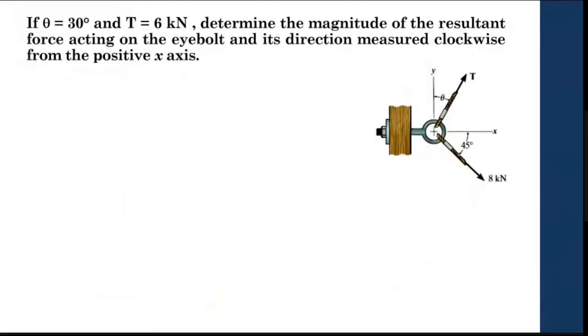Consider this problem. They are given theta is equal to 30 degree. So in the diagram, there is a bolt which is having two ropes attached. They mentioned that theta is equal to 30 degree and the tension T is 6 kilonewton. So these two values are given. They're asking what will be the magnitude of the resultant force on this bolt and its direction, measured clockwise from the positive x-axis. What do you mean by this word? Measured clockwise from positive x-axis.